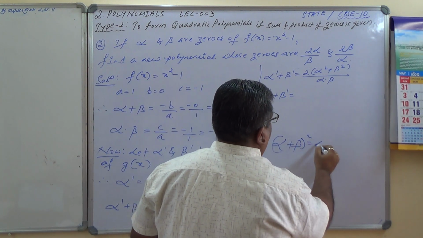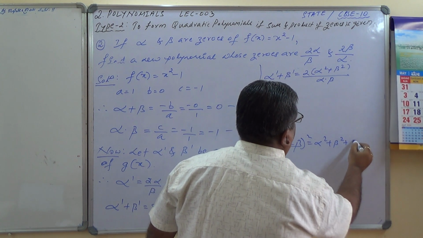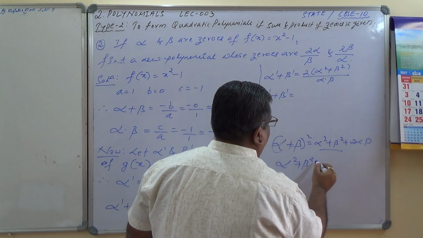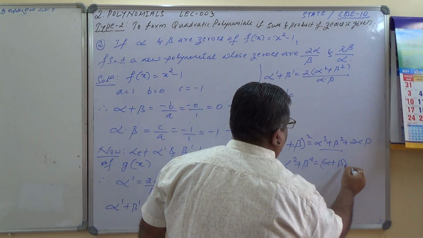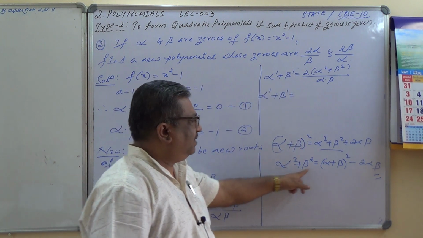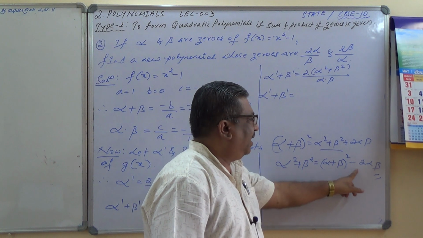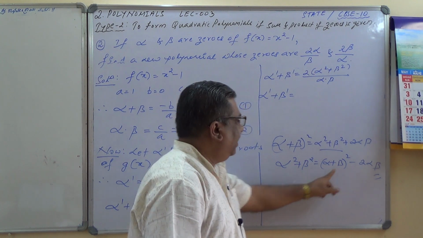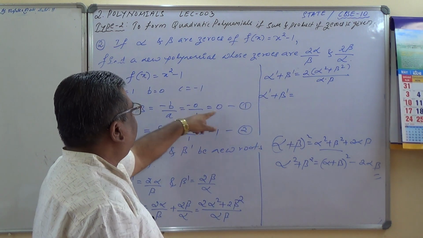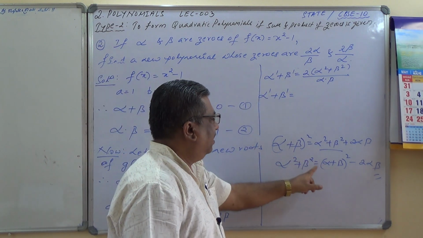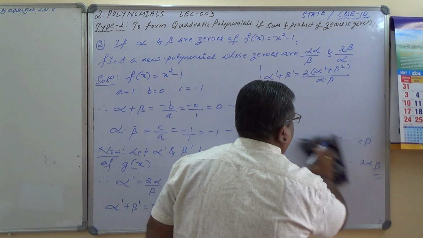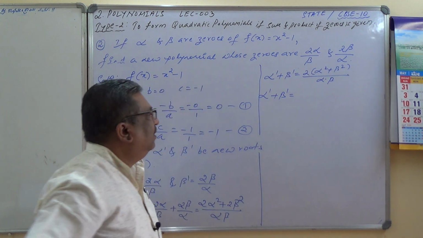Alpha plus beta whole square equals alpha square plus beta square plus 2 alpha into beta. Therefore alpha square plus beta square is equal to alpha plus beta whole square minus 2 times alpha beta. So the value of this is alpha plus beta the whole square minus 2 times alpha into beta. This value I know here, and this value I know here. I'll substitute the 0 and this in this value and get the value here. So what I do here, I hope you have understood.